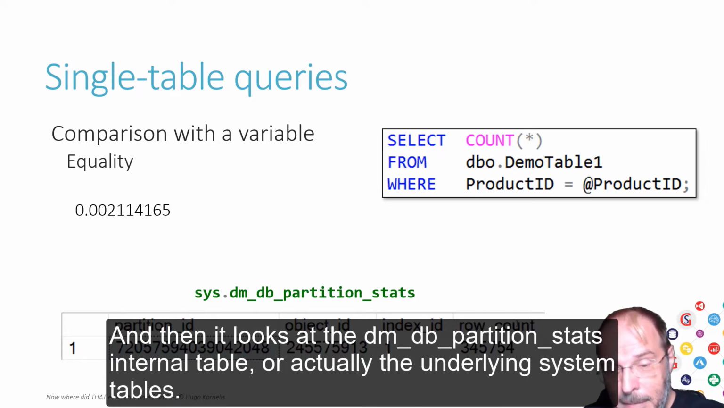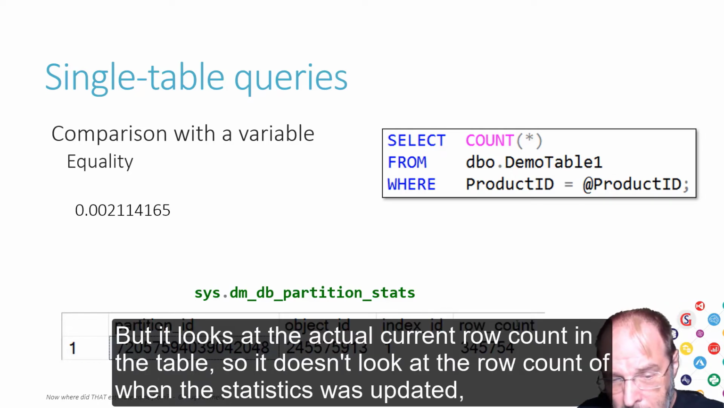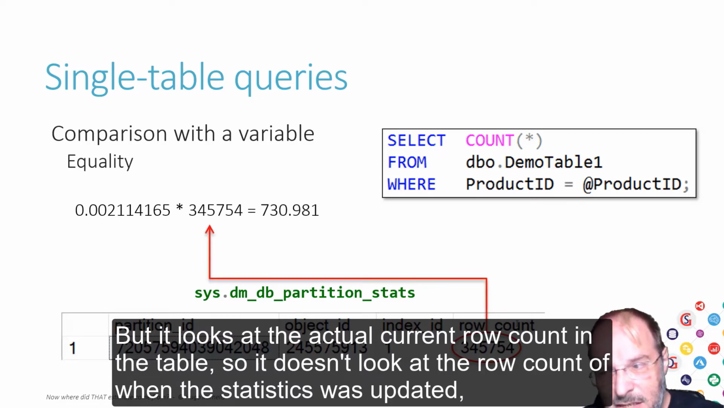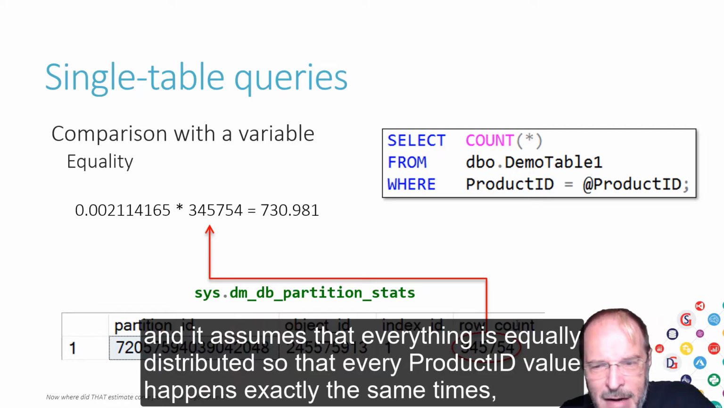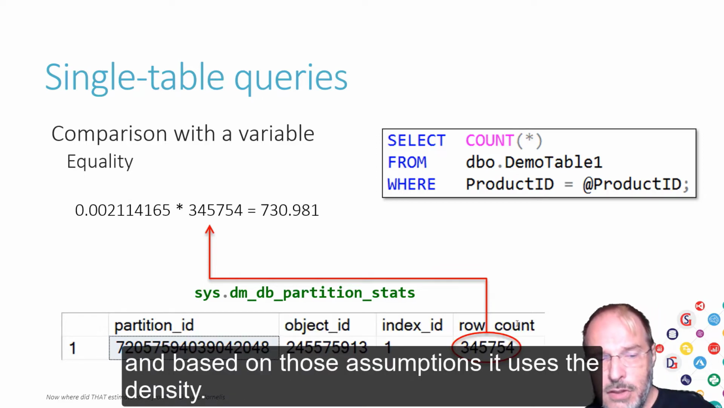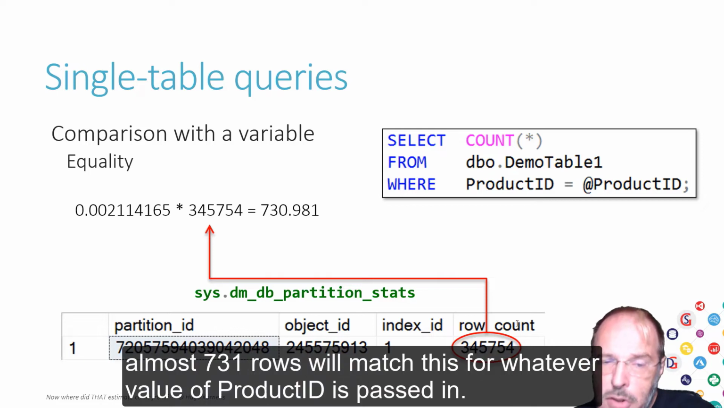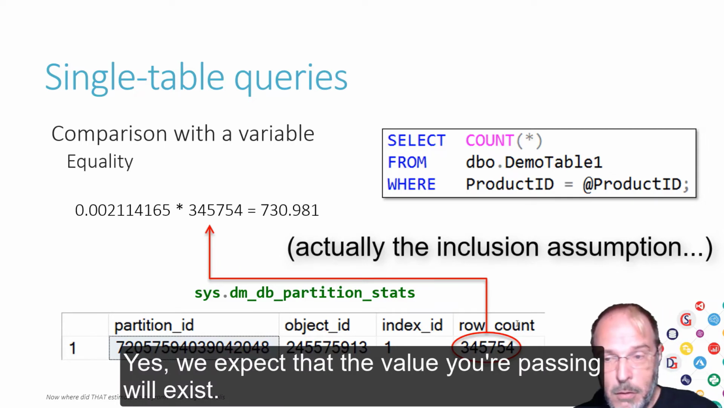And then it looks at the sys.dm_db_partition_stats internal table, or actually the underlying system tables. sys.dm_db_partition_stats is of course a dynamic management view. But it looks at the actual current row count in the table. So it doesn't look at the row count when the statistics was updated, it looks at the current row count. But it assumes that the density is unchanged, and that everything is equally distributed, so that every product ID value happens exactly the same number of times. Based on those assumptions, it uses the density and the current number of rows in the table to come up with a prediction that almost 731 rows will match for whatever value of product ID is passed in. So here we also see this containment assumption. Yes, we expect that the value you pass in will exist.